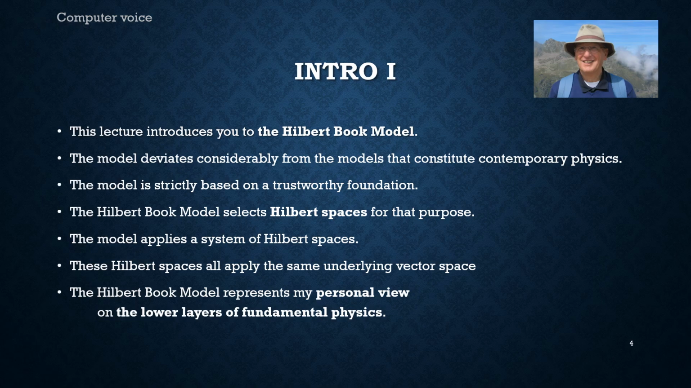This lecture introduces you to the Hilbert Book Model. The model deviates considerably from the models that constitute contemporary physics. The model is strictly based on a trustworthy foundation. The Hilbert Book Model selects Hilbert spaces for that purpose. The model applies a system of Hilbert spaces. These Hilbert spaces all apply the same underlying vector space. The Hilbert Book Model represents my personal view on the lower layers of fundamental physics.